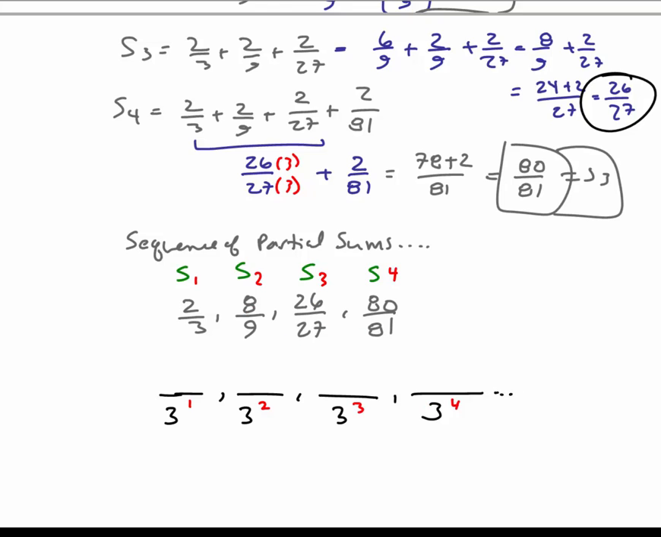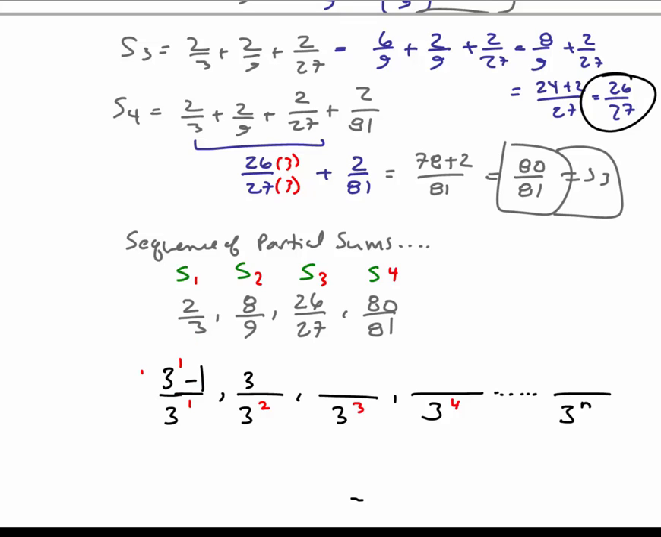So if we look at this, this is always going to be 3 to the n, and the numerator will be 1 less. Now this minus 1 is not in the exponent. So I take 3 to the n and I subtract 1. So let's see if this works. 3 to the 1 minus 1. 3 to the 1 is 3, 3 minus 1 is 2, that gives me my 2/3, so that works.